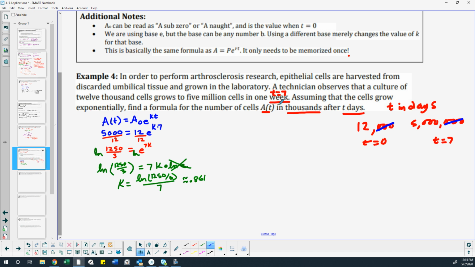So the question is, assuming that the cells grow exponentially, find a formula for the number of cells. Oh, we're not actually solving an actual problem, so we are done. All we are doing is finding a formula. So A of t is 12e to the 0.861t, and that is for t in days, and cells in the thousands.